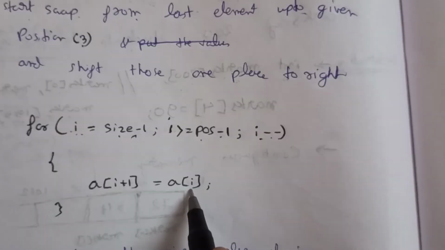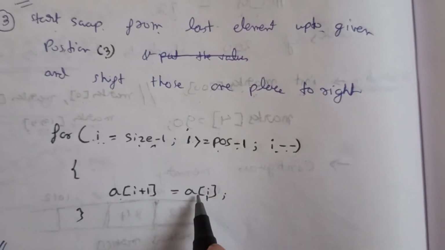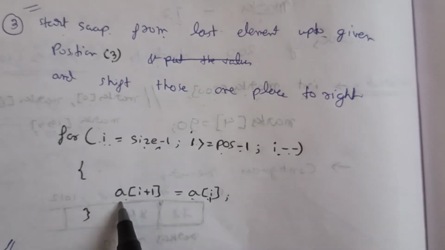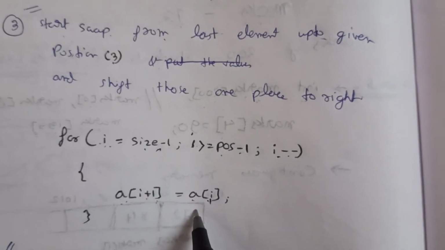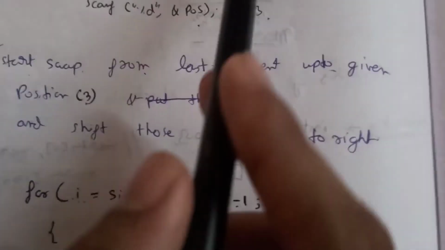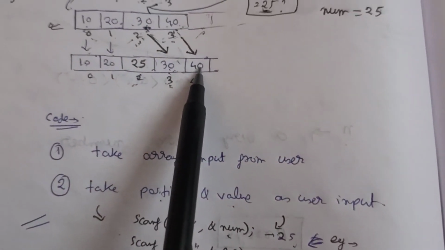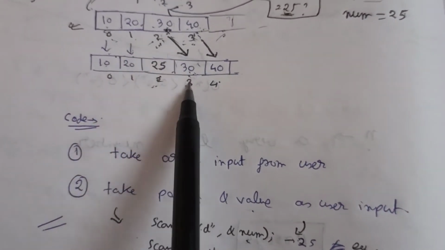So what am I doing? I am shifting the values one place to the right. I am storing the value of a of i into the a of i plus 1 position. That's how we are shifting. So we are shifting 40 to the right, shifting 30 to the right.